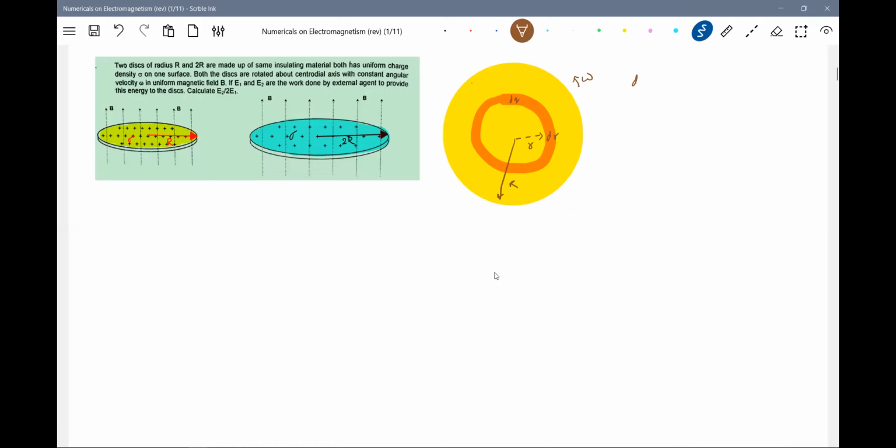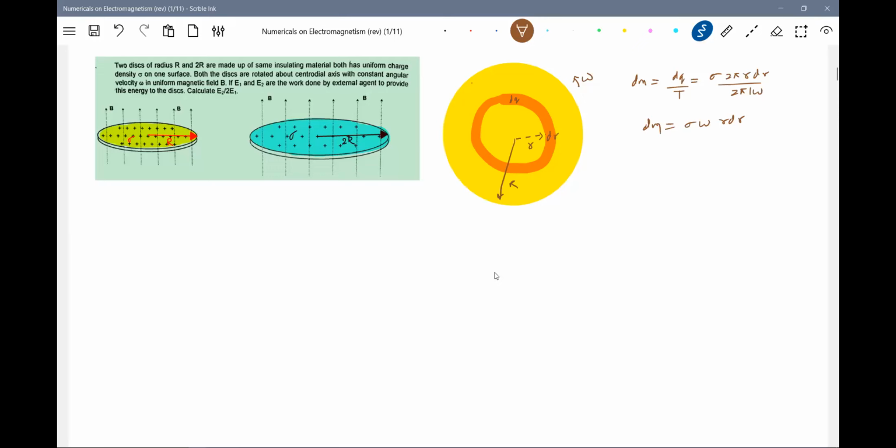So this will be dm is equal to di into area. So di is dq by T. dq is what? Sigma 2 pi r dr. T is what? 2 pi by omega. 2 pi gets cancelled. So sigma omega r dr. There's a dipole moment.